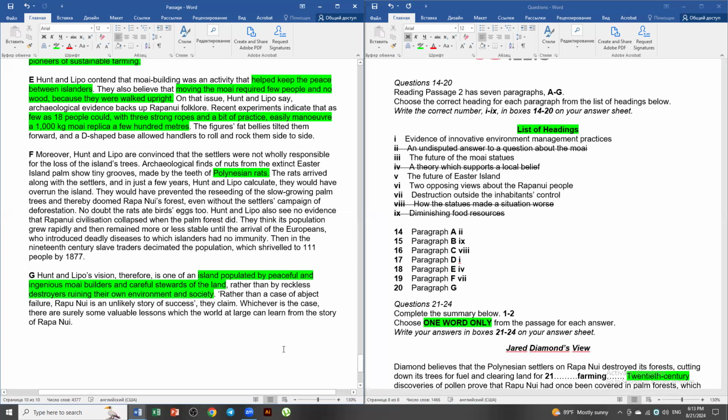Rather than a case of abject failure, Rapa Nui is an unlikely story of success. They claim, whichever is the case, there are surely some valuable lessons which the world at large can learn from the story of the Rapa Nui people. Yep, paragraph G. I think it's going to be number 6. Number 6. There we go. So we want to remove these two. So once again, we forgot about that. We will give this as number 20. This is the whole answer for this.